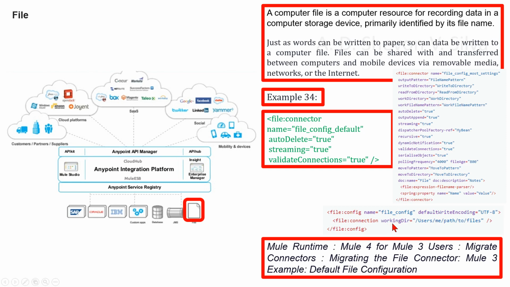Default write encoding identifies the character encoding to use for writing. You can override this global configuration with the file operation, such as write. All other Mule 3 config parameters are no longer needed since they were either replaced by parameters in the new connector's operations, or they were rendered needless by the new connector model.